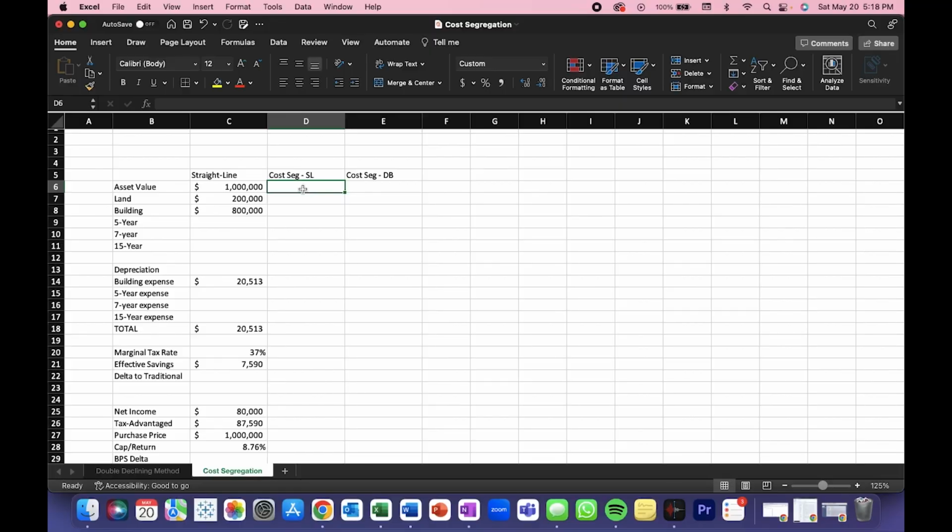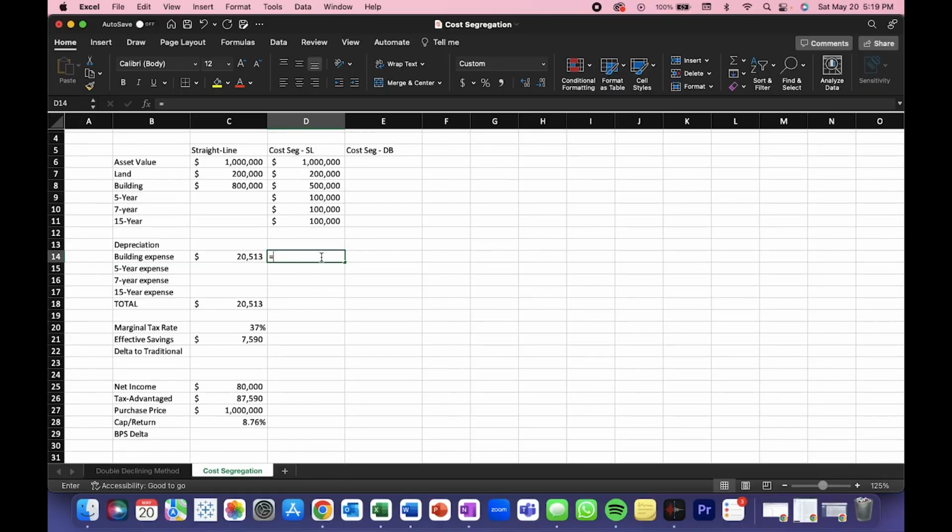So now let's use a cost segregation. You have the same exact building. It's still $1,000,000 for the asset, $200,000 for the land, but you were able to separate out the building value into a $500,000 building, $100,000 5-year, $100,000 7-year, and $100,000 15-year property.